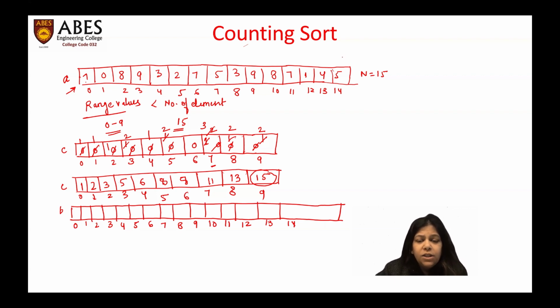We have to start checking from the last element of the input array. What is the last element? The last element is 5. Now we will go on the index having the same value, index number 5. And then we will look at the value stored inside the counting array. The value stored inside the counting array is 8. That means the number of elements less than or equal to 5 are 8. So that means the last 5 element will be stored at the index 7 in the output array.